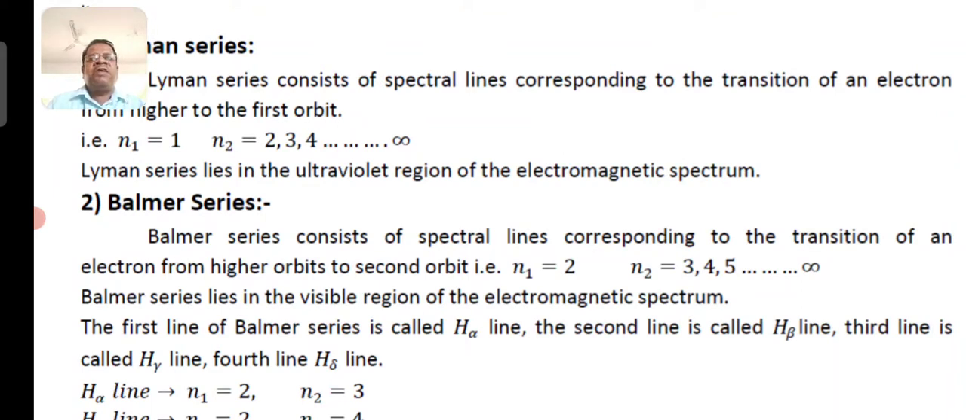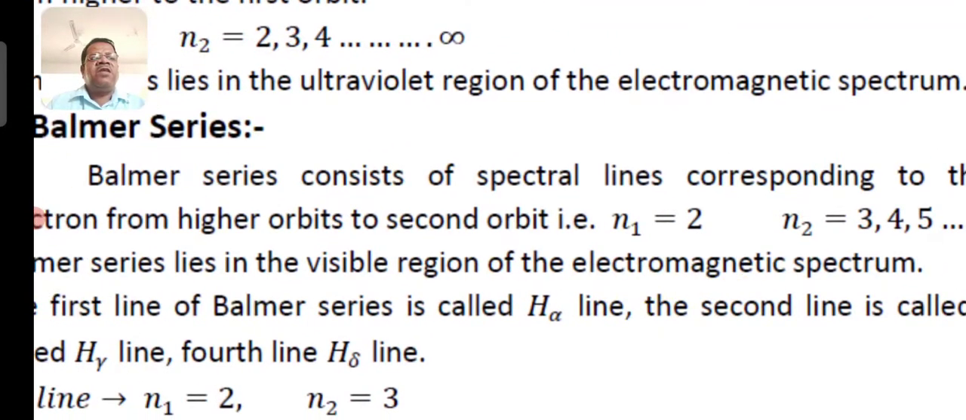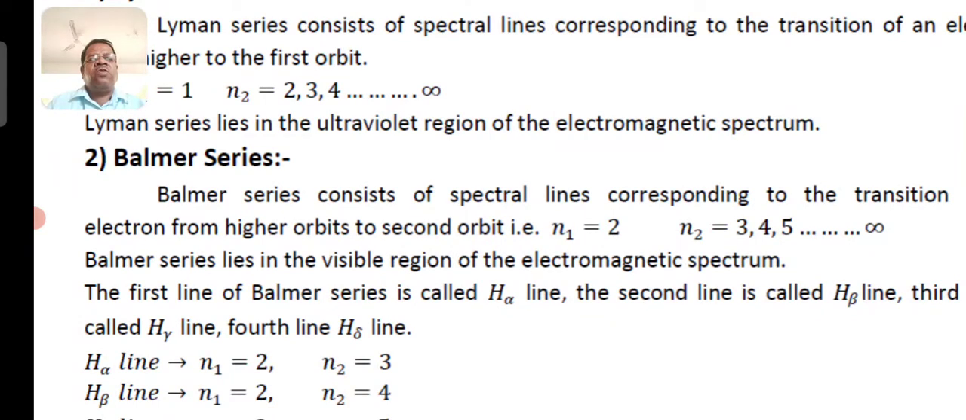Now we go to the second series, that is Balmer series. Balmer series consists of spectral lines corresponding to the transition of an electron from higher orbits to second orbit, that is lower orbit number n1 equals to 2, higher orbit numbers 3, 4, 5 up to infinity. Balmer series lies in the visible region of the electromagnetic spectrum. The first line of Balmer series is called H alpha line. The second line is called H beta line. Third line is called H gamma line. Fourth line H delta line.